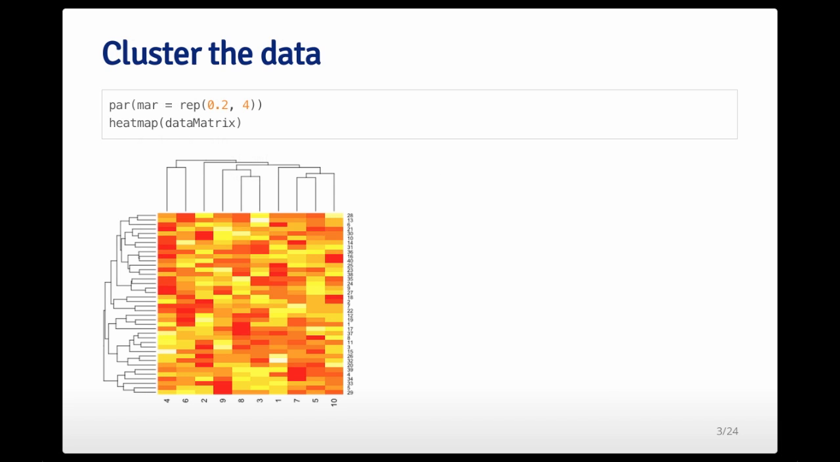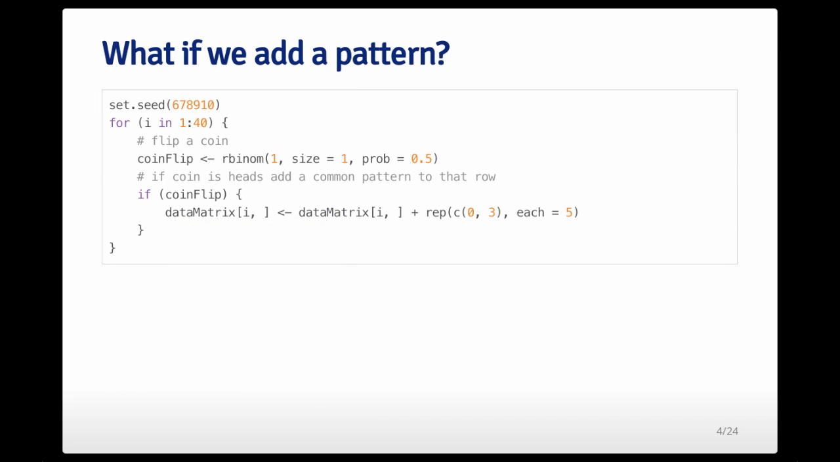So that's fine. But now, what if we add a pattern to the data set? So let's try to add something. And I do it with this code here, this for loop here. So I loop through all the rows, and on a random row, I flip a coin, and if it turns out to be a 1, I just add a pattern, so that 5 of the columns have a mean of 0, and the other 5 have a mean of 3. So I just add a little shift here across the columns.